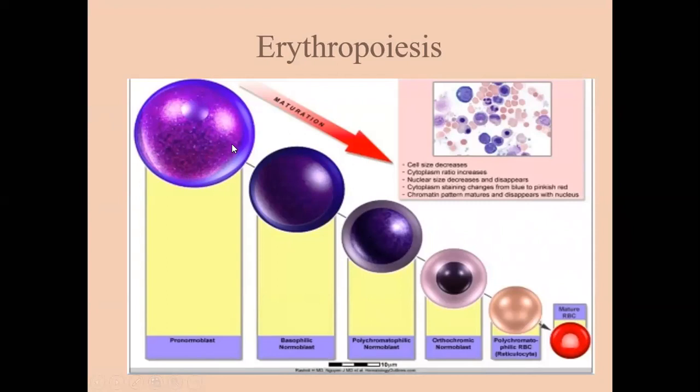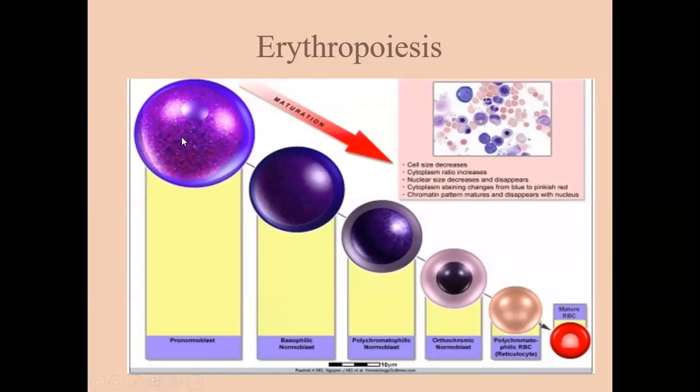Next is what happens to the nucleus. See here, small white dots, large nucleus, open chromatin. So here the nucleus becomes condensed. Condensed means it's tightening. And here again it's condensed, small condensed, and it is thrown away. No nucleus in the RBC. So DNA maturation occurs, and that is why the condensation and finally the nucleus is being thrown out. So these two things, once the nucleus is being condensed, the cell size becomes smaller. So cell size decreases, cytoplasm ratio increases.